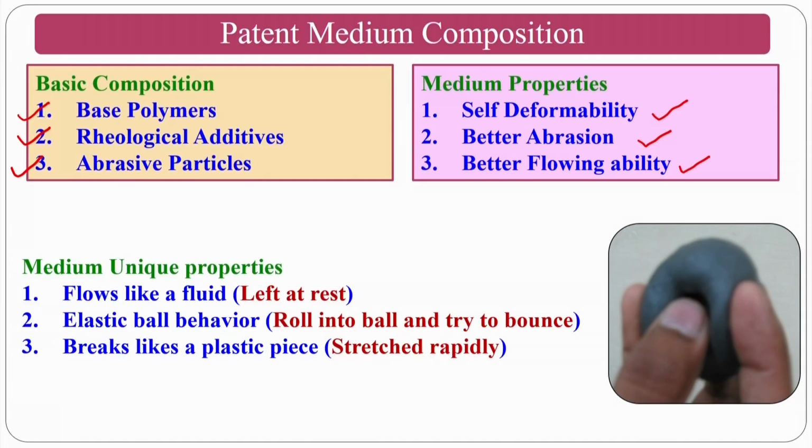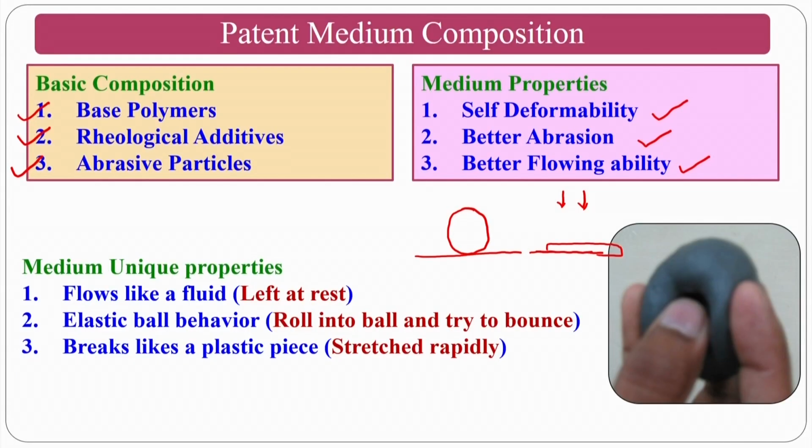But this medium behaves uniquely. If you make a sphere and put it on a plate or a flat surface, after some time it will become flat at the bottom. That means that because of the atmospheric pressure conditions, it is self deforming, which is called self deformation. So it flows like a fluid. Whenever you put it like this for a long time, it will become flat and start flowing.